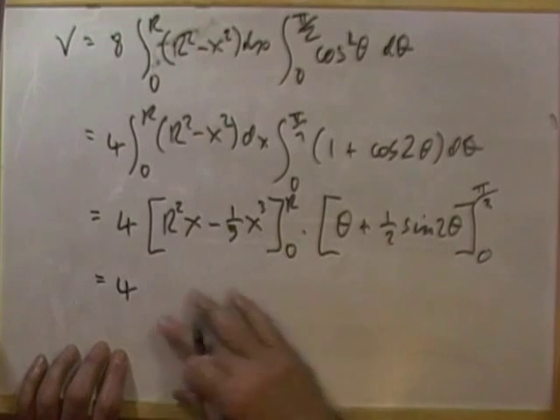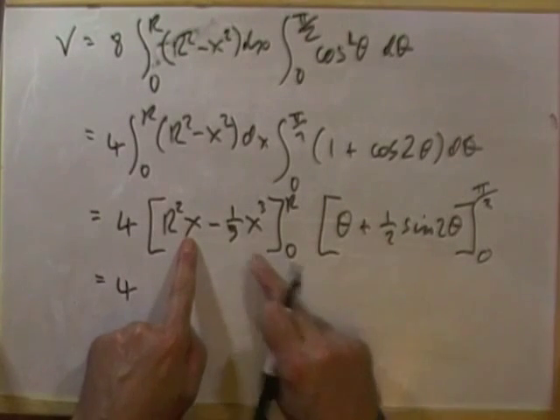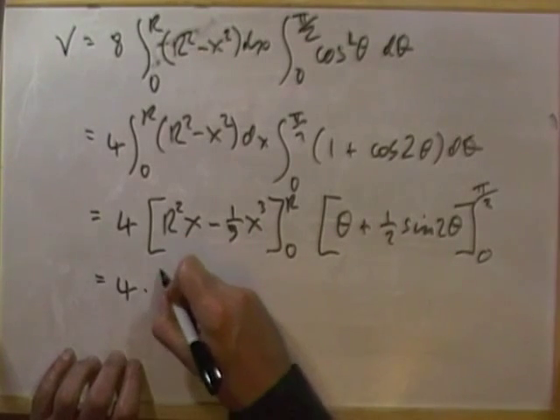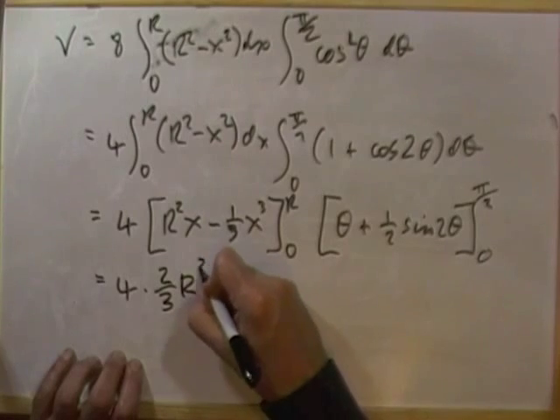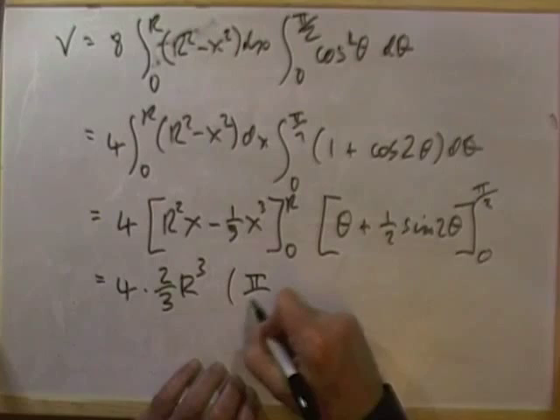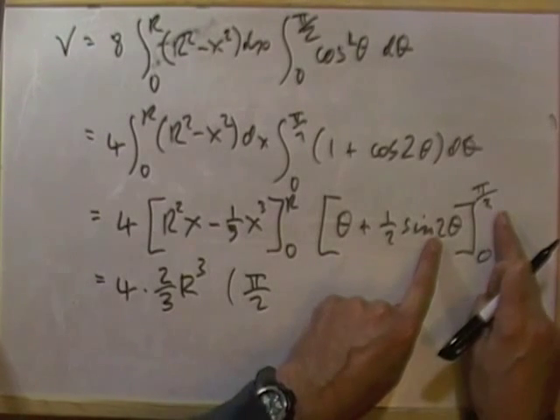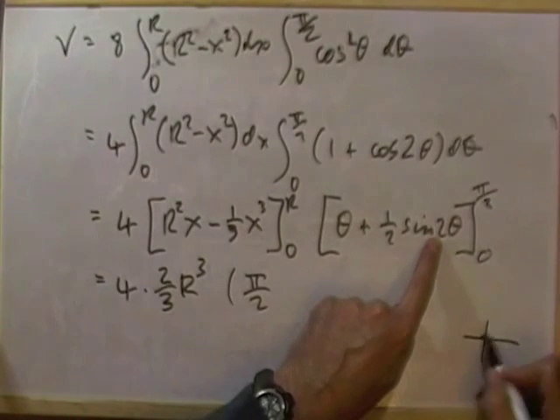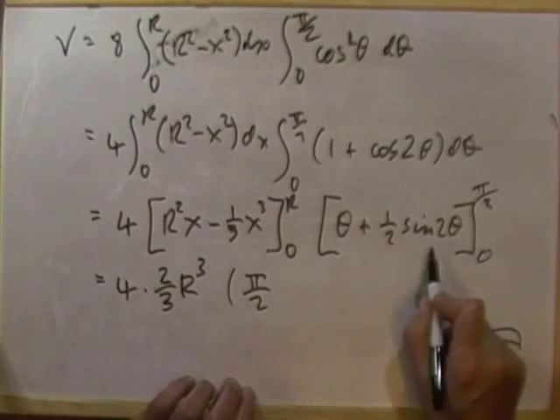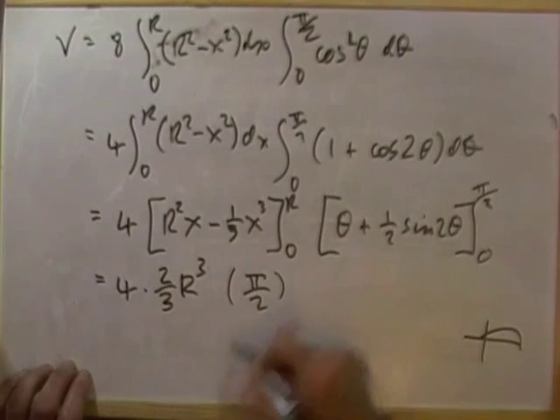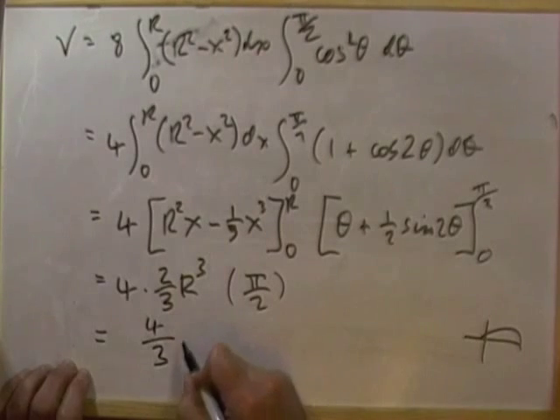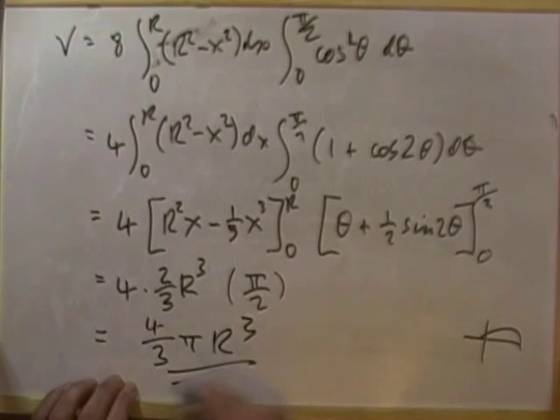So I've got 4 times. When that goes, the zeros we can forget about. When r goes in, I've got r cubed minus 1/3 of r cubed, so that means I've got 2/3 of r cubed. This part, theta, is going to be pi upon 2. Sine 2 theta, that's the same as sine pi. Sine pi, that's 0. Minus sine 0 is 0, so that's just pi upon 2. So altogether, 2 into 2 cancels out. I've got 4 upon 3 pi r cubed.